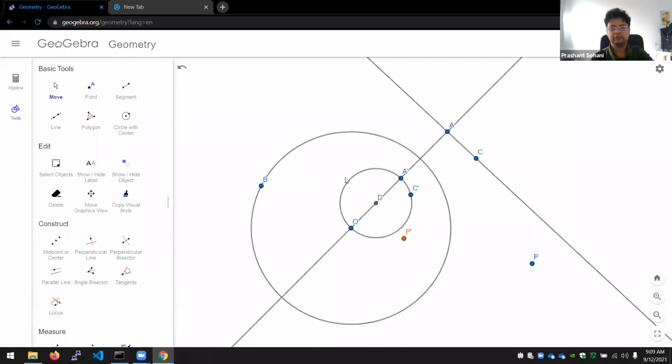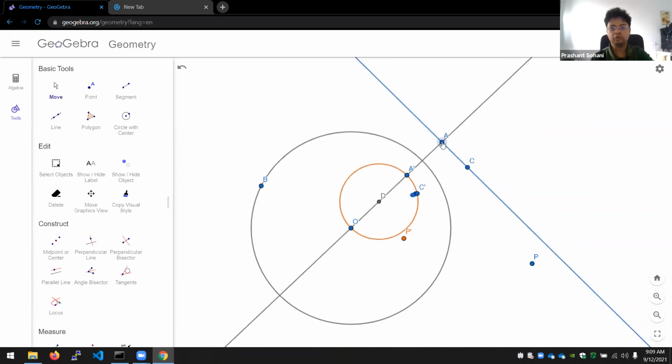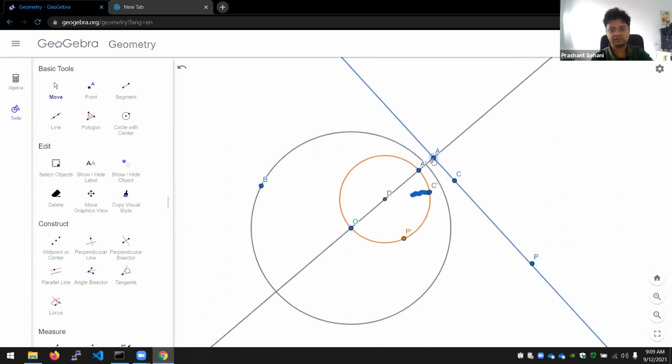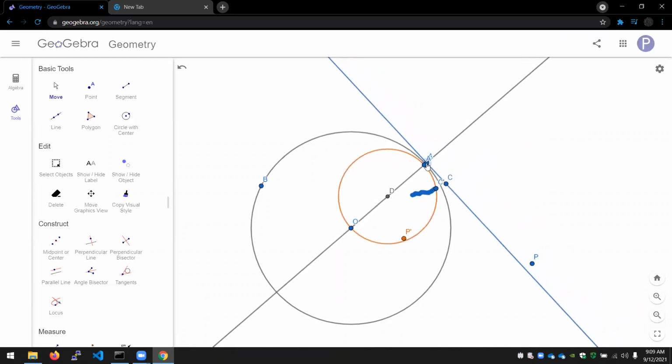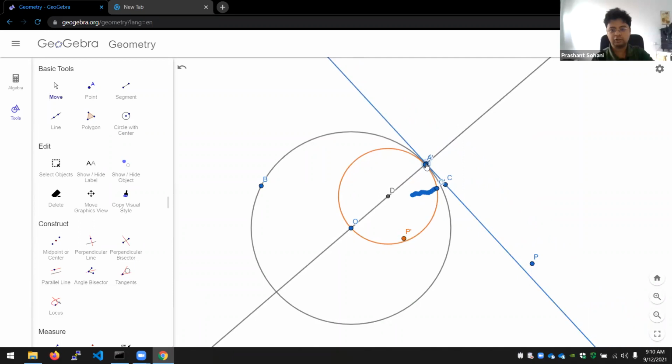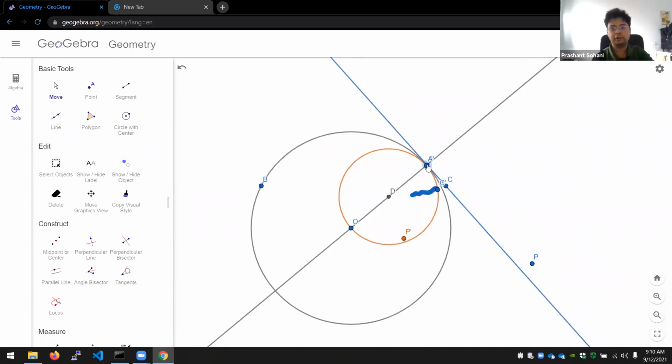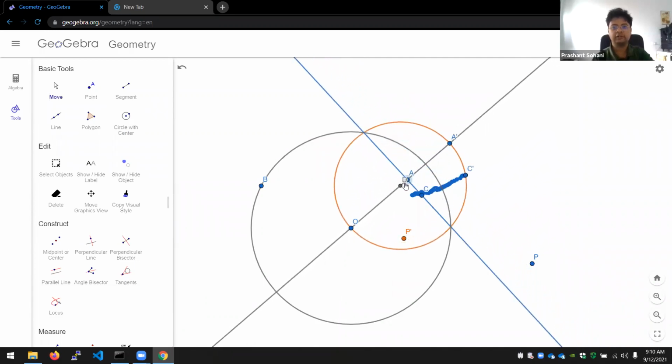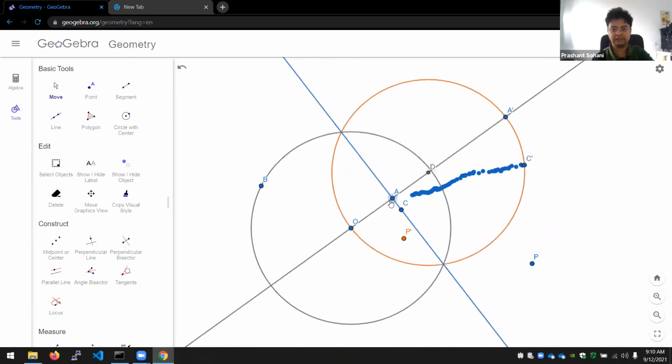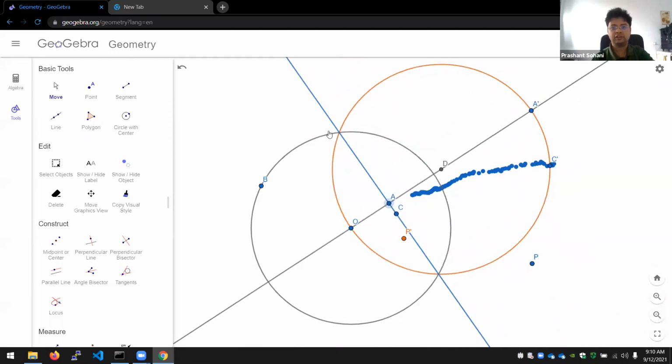Let us color code everything as blue and orange. The inverse of this blue is the orange, and get a sense of how, when the blue line comes closer, the orange circle increases in size. In the limiting case, when it is tangent, you see that the orange circle also passes through that same point of tangency. If I bring the blue line closer and closer, the orange circle becomes larger.